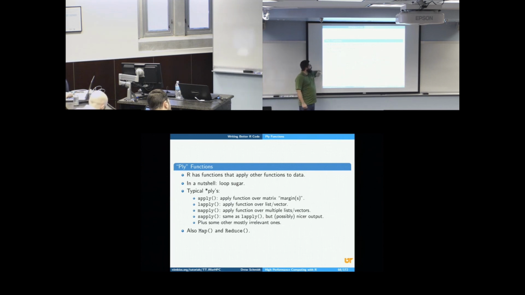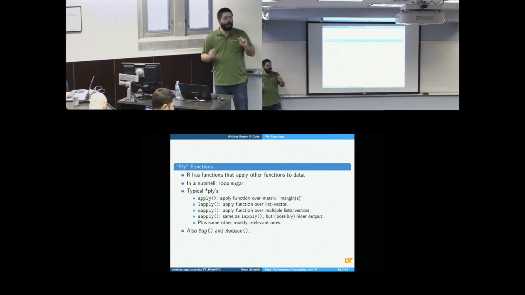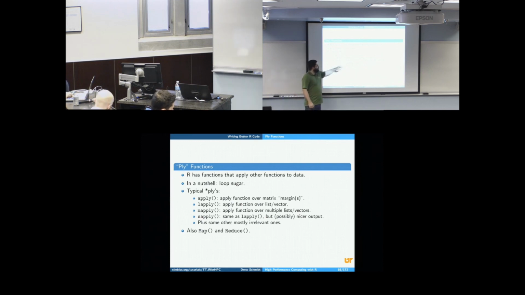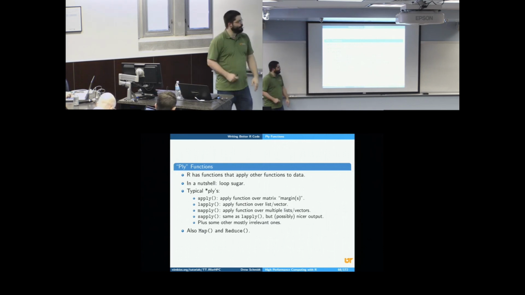So we have apply. Apply takes a function, applies it over the rows or columns. They call them margins, the rows or columns of a matrix. Lapply applies a function over a list or vector. Mapply over multiple list vectors. Sapply is basically a cleaned up lapply if it's a proper vector, not a list. Some other mostly irrelevant ones, tapply, vapply, they mostly don't get used.